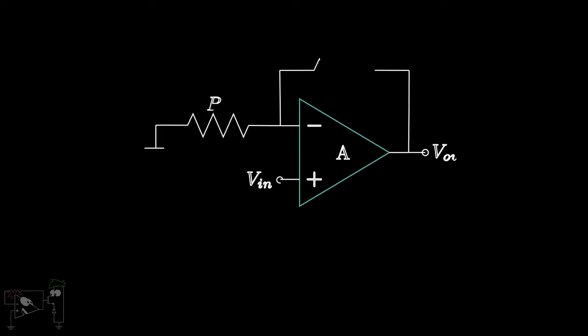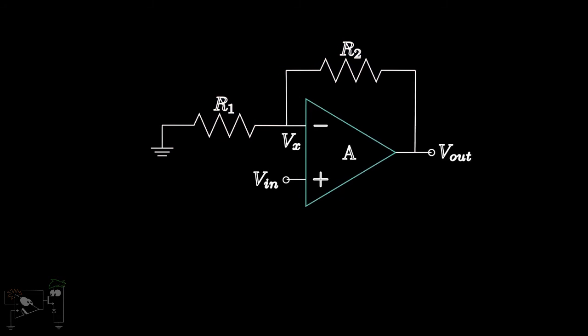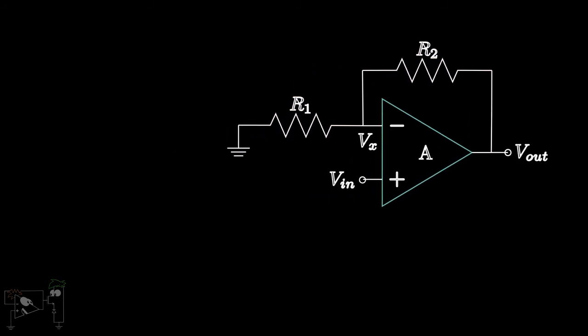Now, let's consider the case of a practical op-amp with an open loop gain of A. No current flows through the input of the op-amp, which means that R1 and R2 form a resistor divider. By voltage division, the voltage at node X will be R1 upon R1 plus R2 into Vout. By the basic amplifying action of the op-amp, Vout will be the open loop gain A into the differential input voltage, which is Vin minus Vx.